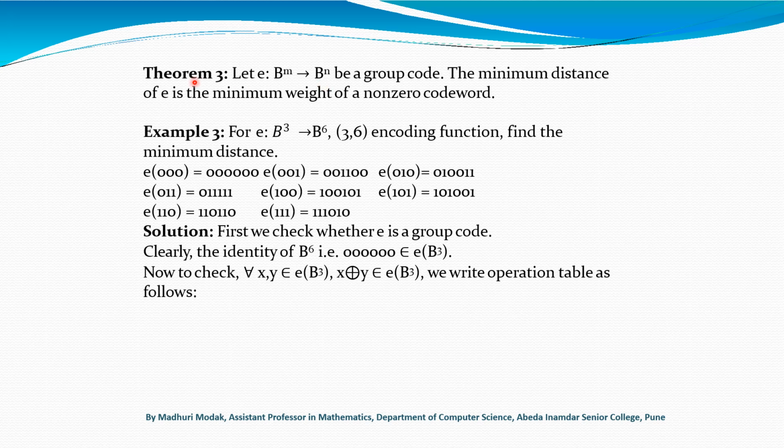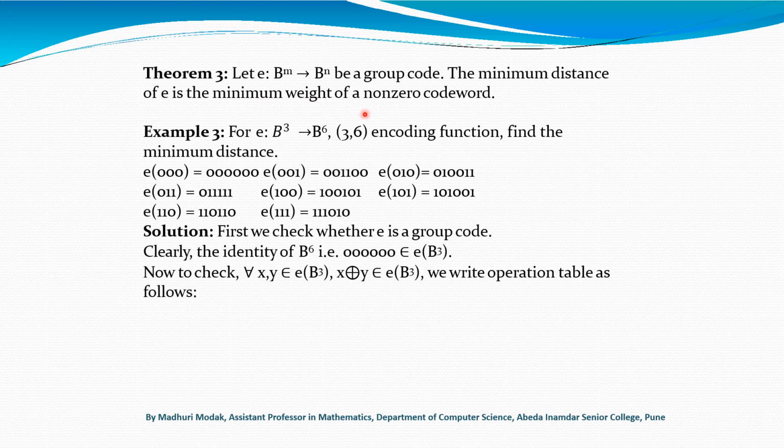Now the next theorem: let E from Bm to Bn be a group code. The minimum distance of E is the minimum weight of a non-zero code word. Now we have seen the definition of minimum distance. So the minimum distance of encoding function E is the minimum distance between distinct pairs of code words. But in that case, we have to find distances between all distinct pairs of code words, which is sometimes a very lengthy job. So if you know E is a group code, then directly we can apply this theorem to find its minimum distance. Because if E is a group code, then the minimum distance of E is the minimum weight of a non-zero code word.